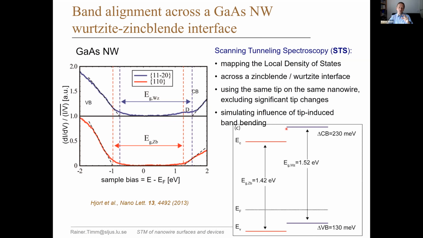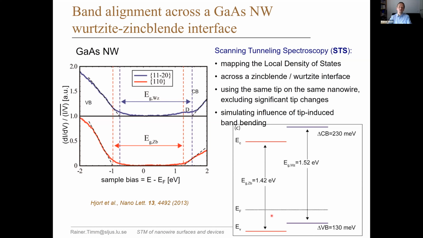Still, we have a barrier here between the conduction band of both structures, both phases, of more than 200 millielectron volts. So that is a strong barrier if you want to have electron conduction through this nanowire. And this is called the type 2 heterostructure, since it's like a staggered alignment, so both the conduction band minimum and the valence band maximum are shifted in the same direction.